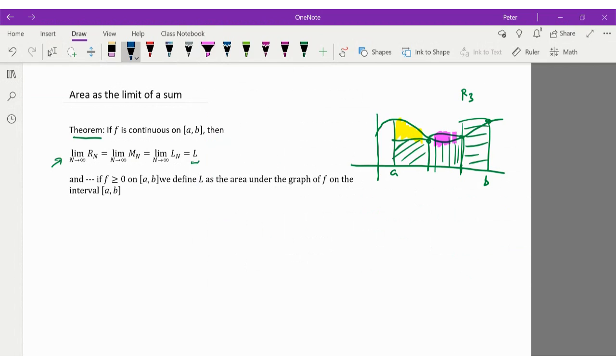If I wanted to do a better approximation, what I might do, I'll draw the same function, is instead of R3, maybe I'll draw R100.